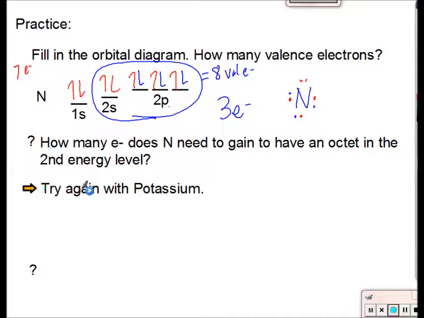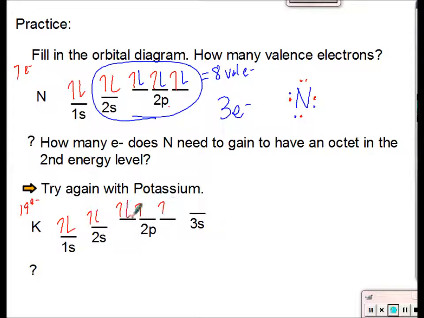Potassium is a little different. Potassium starts out on the periodic table with 19 electrons. So there's 1, 2, 3, 4, 5, 6, 7, 8, 9, 10, 11, 12, 13, 14, 15, 16, 17, 18, 19. So potassium has 19 electrons. This is a 3p, this is the 4s.